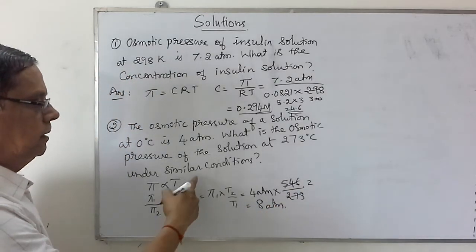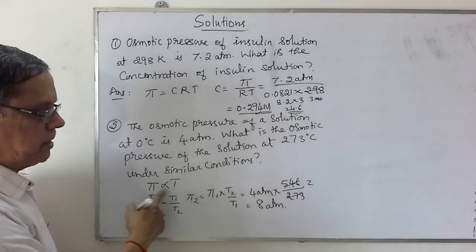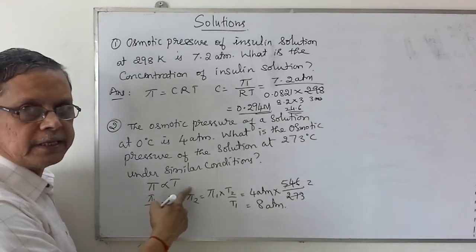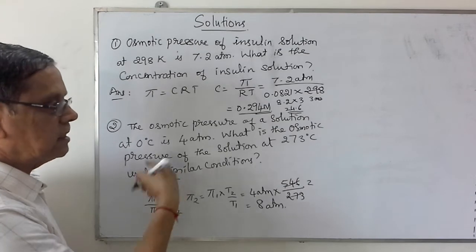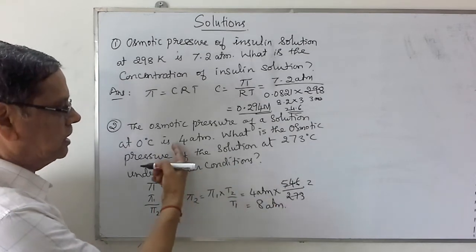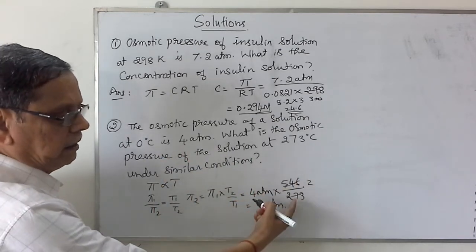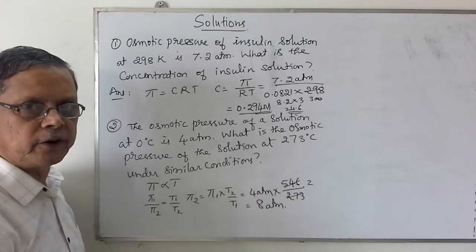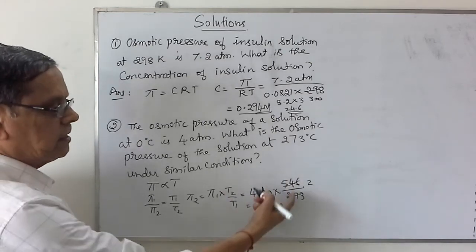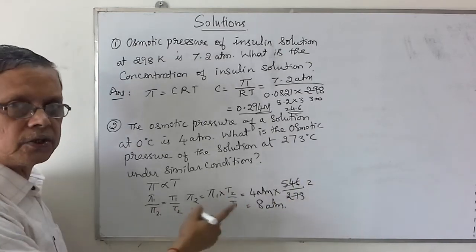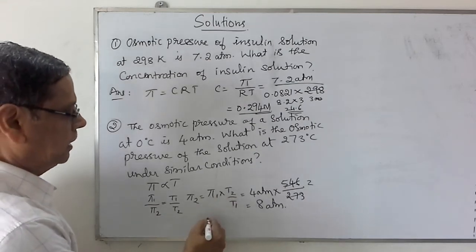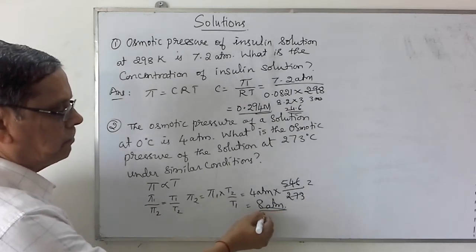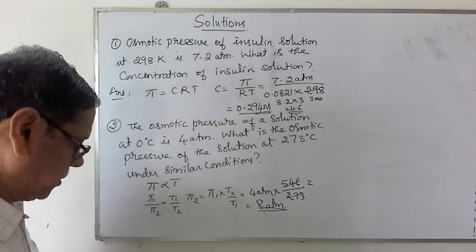If you take directly the Van 't Hoff-Charles law, pi is proportional to temperature. As the temperature is doubled from 0 degrees Celsius to 273 degrees Celsius, that means 273 to 546 Kelvin, the osmotic pressure also gets doubled. Therefore, the correct answer is 8 atmosphere, that is the osmotic pressure.